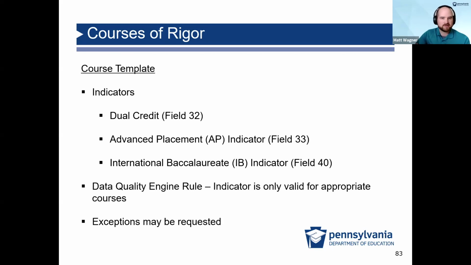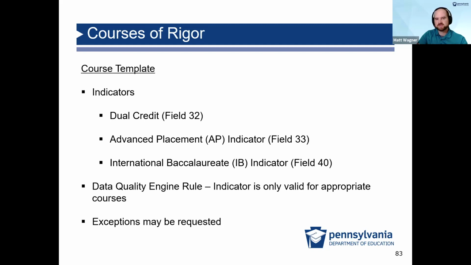Indicators are, as I said earlier, field 32 for dual credit, field 33 for advanced placement, and field 40 for international baccalaureate. The rule is only one indicator is valid for the appropriate courses. In the SCED now, all dual credit courses end in 990, and the first two digits are the subject. And then AP and IB have their own unique course codes.